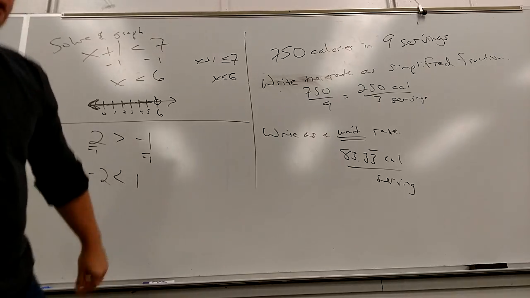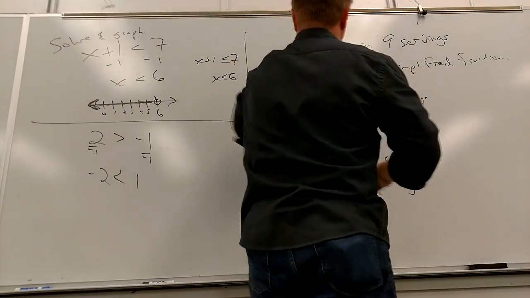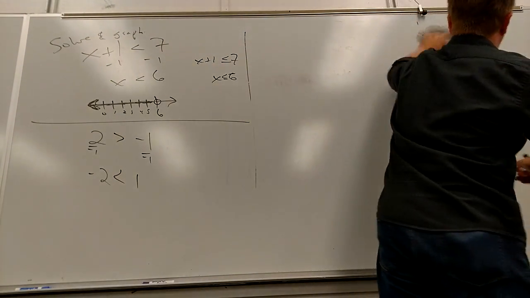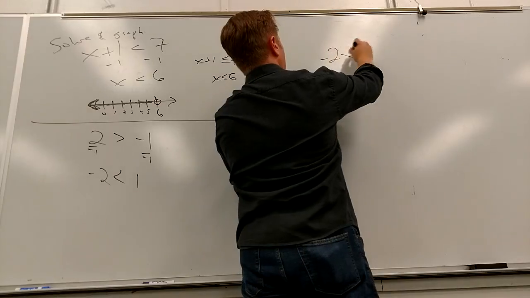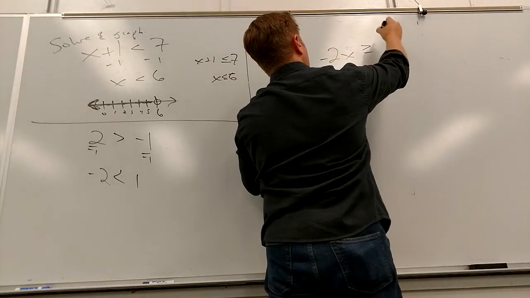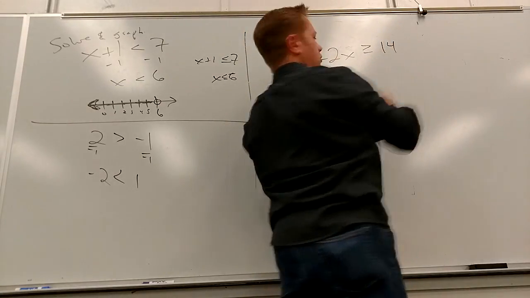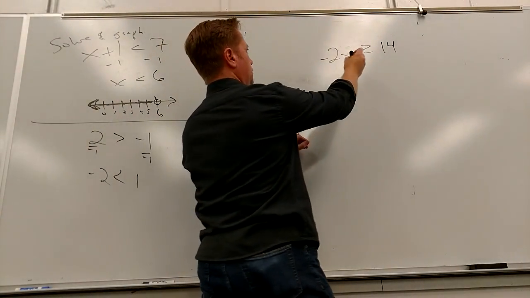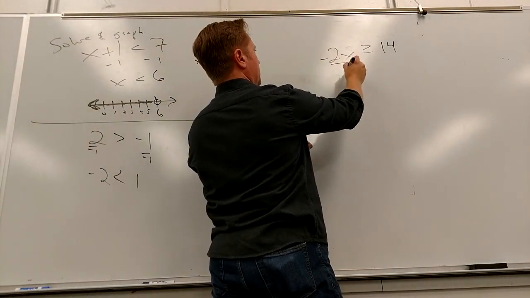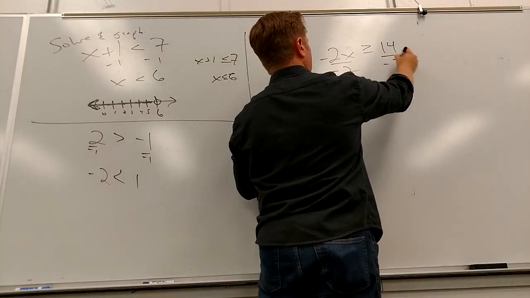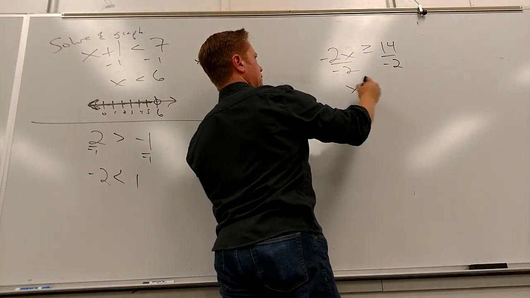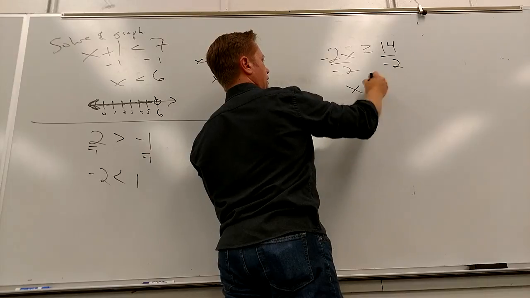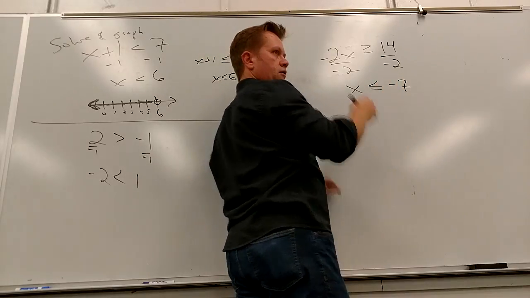So if I'm solving an equation like this, what do you do? You would divide by negative two. Divide by negative two. X is less than or equal to negative 7. I like it. And let's just check it.